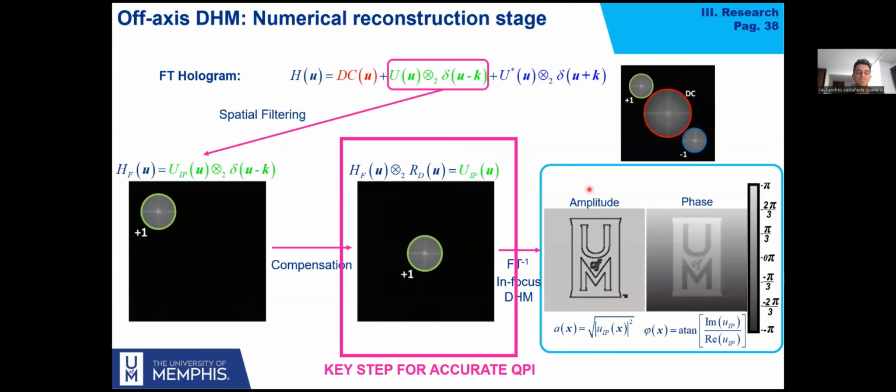So the issue in the numerical reconstruction of off-axis holograms is the compensation. The compensation is the key to obtain accurate phase information in digital holographic microscopy.